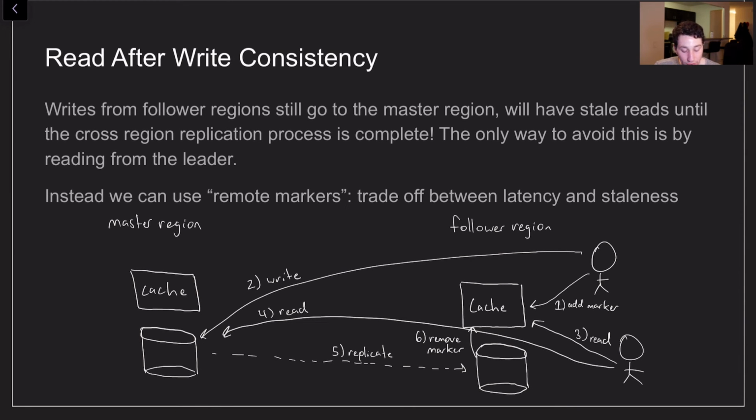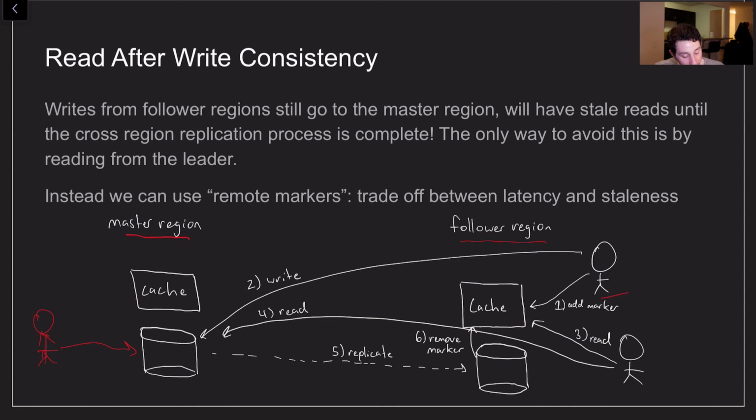Basically, let's go ahead and now talk about read after write consistency. This is where things get a little bit janky, so let's go through them. So we've got this master region, we've got a follower region. If I were a writer in the master region, I'm just going to write straight to the database and everything looks very normal. If I'm going to be a writer in the follower region, this is where things get a little bit more interesting. Basically, we do something known as a remote marker.